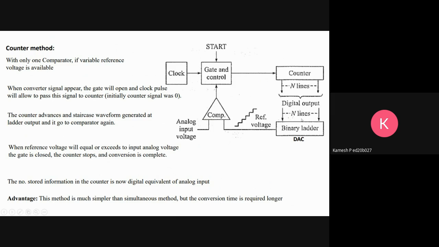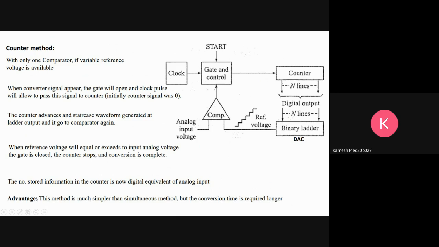The digital output is again converted to an analog signal by the binary ladder. From this binary ladder, we get an analog signal, which is once again compared with the analog input voltage. When the analog input voltage is greater than the reference voltage, the process continues. When the analog input voltage is less than or equal to the reference voltage, the converter stops working.